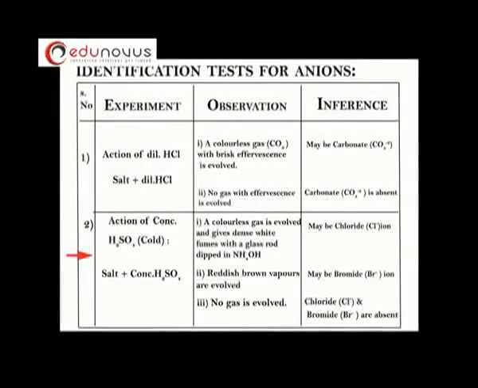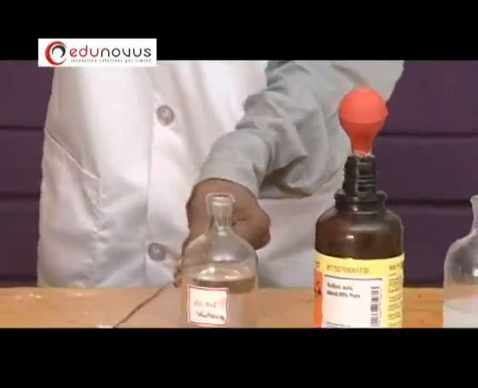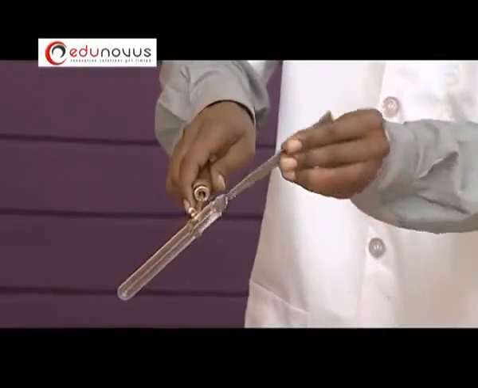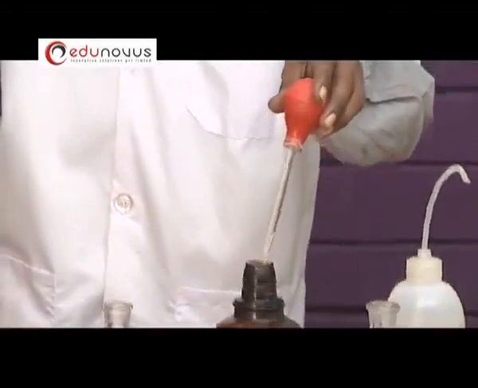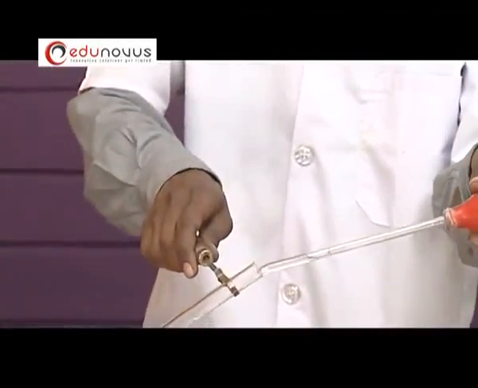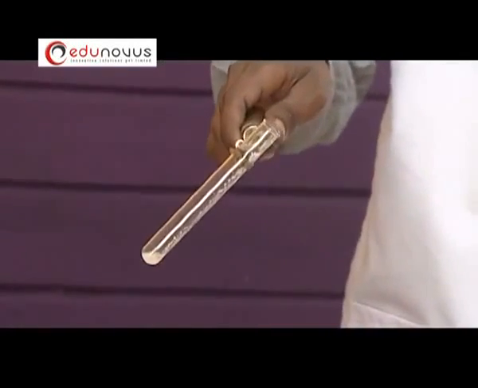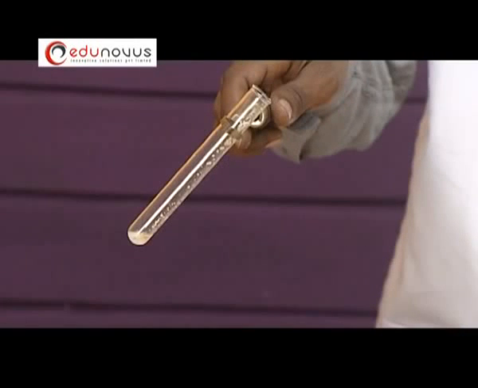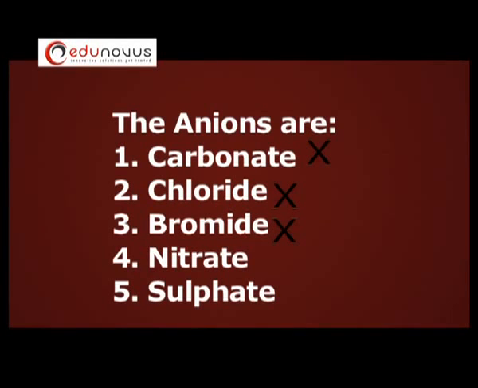Now, we move on to the next step, that is action of concentrated sulfuric acid in cold condition. Take a small amount of the given salt in a clean and dry test tube and then add a few drops of concentrated sulfuric acid along the inner walls of the test tube. No gas is evolved or no characteristic observation when concentrated sulfuric acid is added. Therefore, we can infer that chloride and bromide ions are absent. Therefore, we eliminate chloride and bromide ions from the list of possibilities.